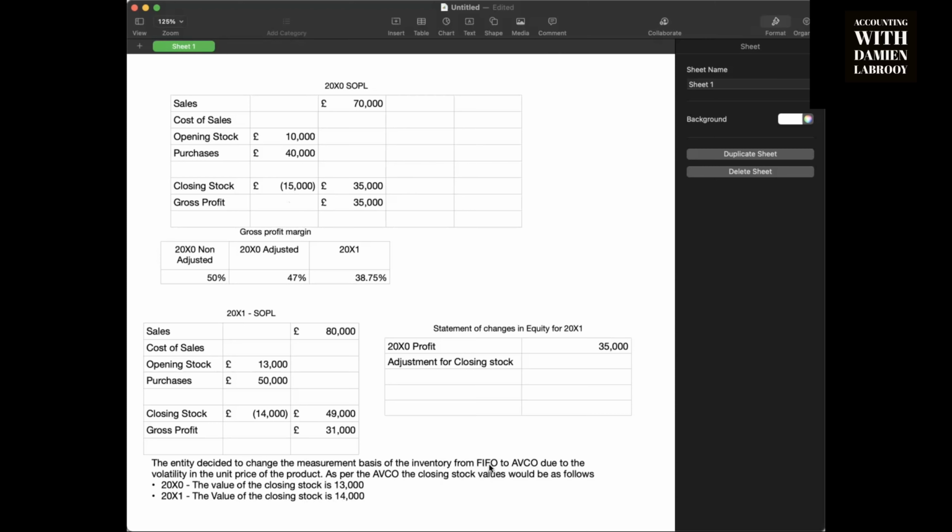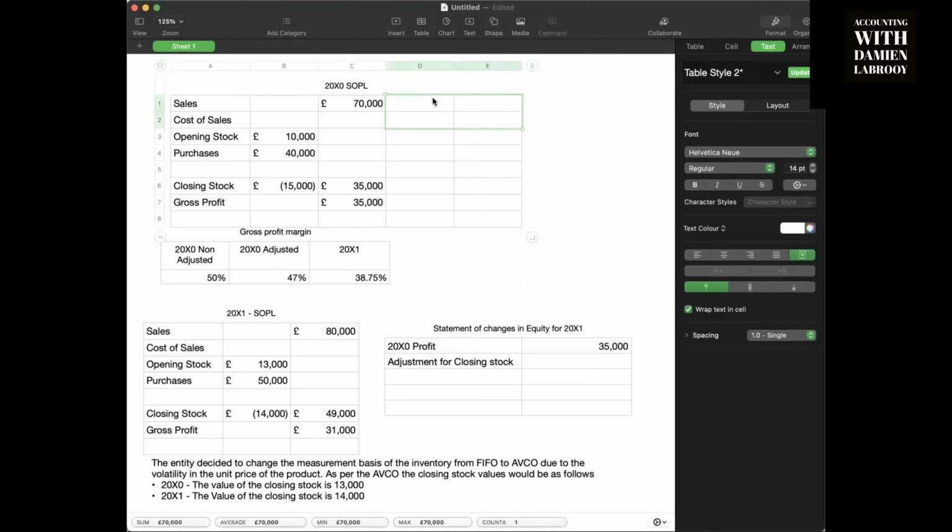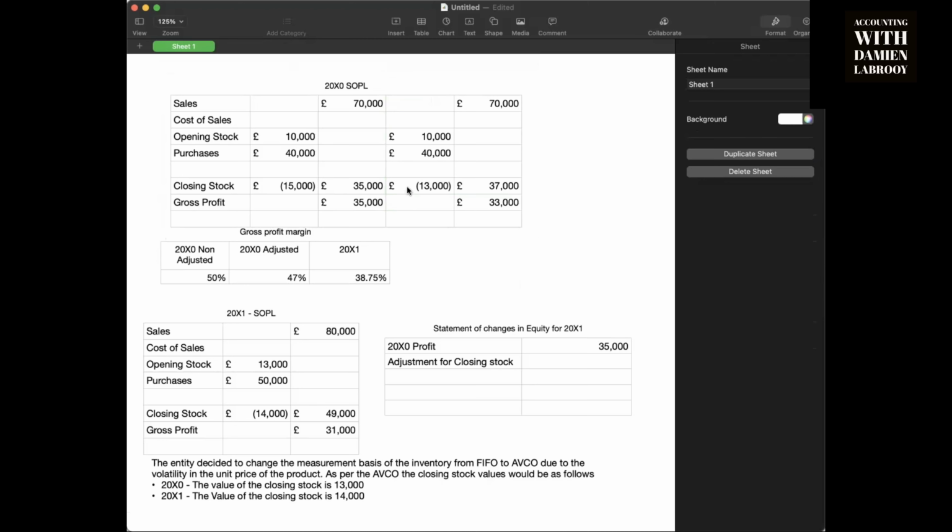So what we will be doing is we'll adjust our figures in our 2000X0 statement of profit and loss. So the only adjustment is going to be with the closing stock, which is 13,000. So when your closing stock decreases, your cost of sales increases. So you see your closing stock decreased by 2,000, your cost of sales increased by 2,000.